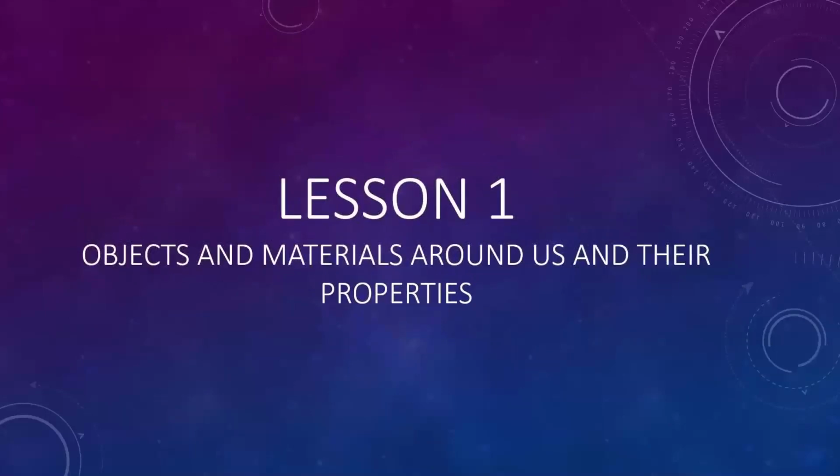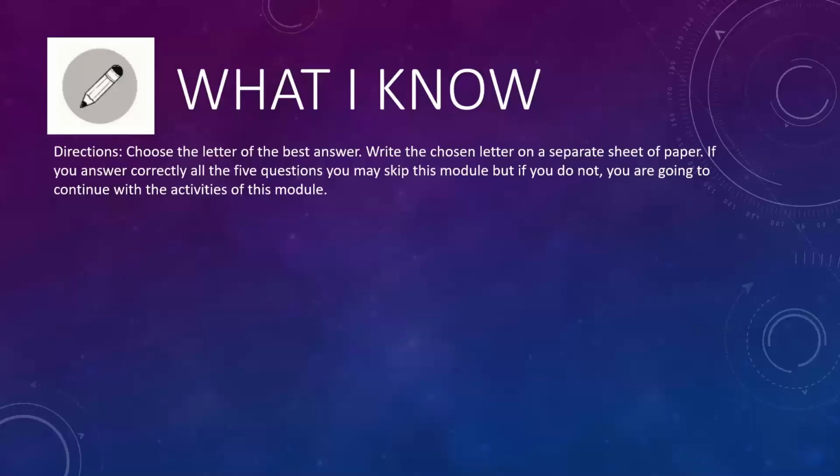Lesson number 1. Objects and materials around us and their properties. What I know. Please take note of the directions. Choose the letter of the best answer. Write the chosen letter on a separate sheet of paper. If you answer correctly all the 5 questions, you may skip this module, but if you do not, you are going to continue with the activities of this module.